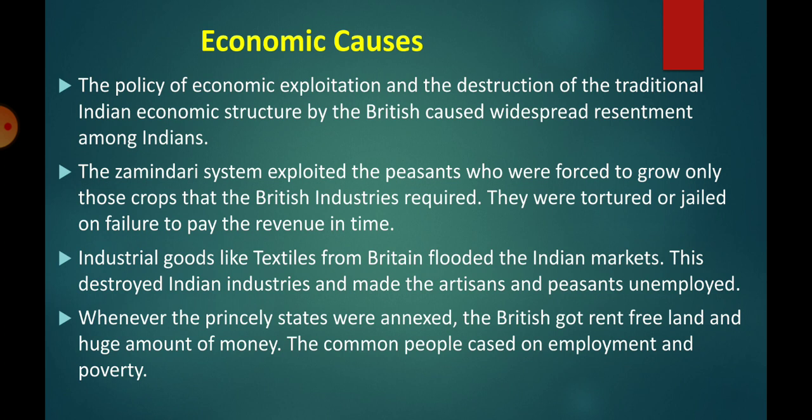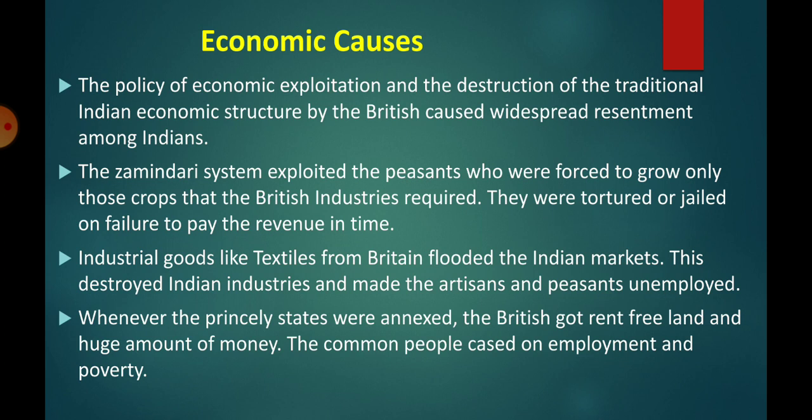The Britishers compelled our farmers to grow commercial crops which are necessary for them, because to feed the British textile industries, they compelled our farmers to grow cotton, because cotton is the raw material to feed the textile industries. They were tortured or jailed on failure to pay the revenue in time. Those peasants who did not pay the land revenue in proper time were tortured and also jailed.